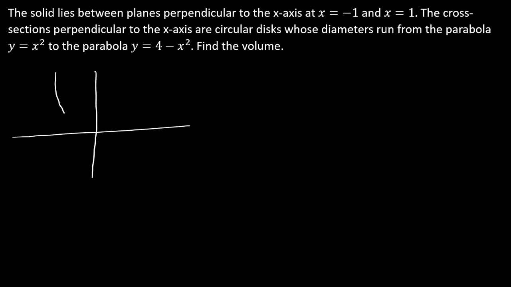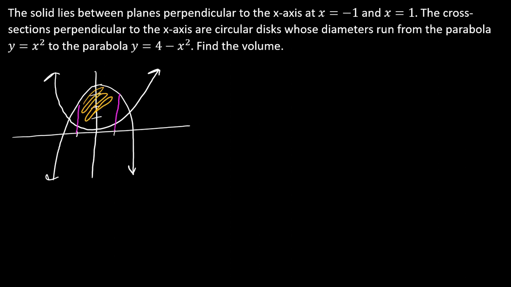All right, so x squared looks like this. And then let's see, 1, 2, 3, 4. So 4 minus x squared is going to be something like this, okay? So here are the two curves that we're talking about. And then we're also told that the solid lies between x equals -1 and 1. So here's, let's say, -1 and 1. So I will just draw these little pink lines so that we can really clearly see this. Okay, so what we're talking about here is a solid that lies kind of in this region, okay?